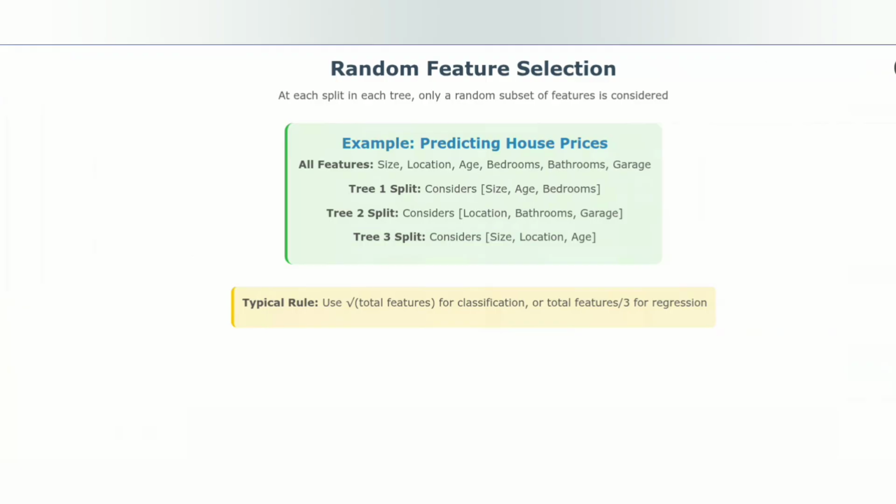This random feature selection has a huge benefit. It prevents any single feature from dominating all the trees. Even if one feature is very important, different trees will focus on different aspects of the data, creating a more balanced and robust model.